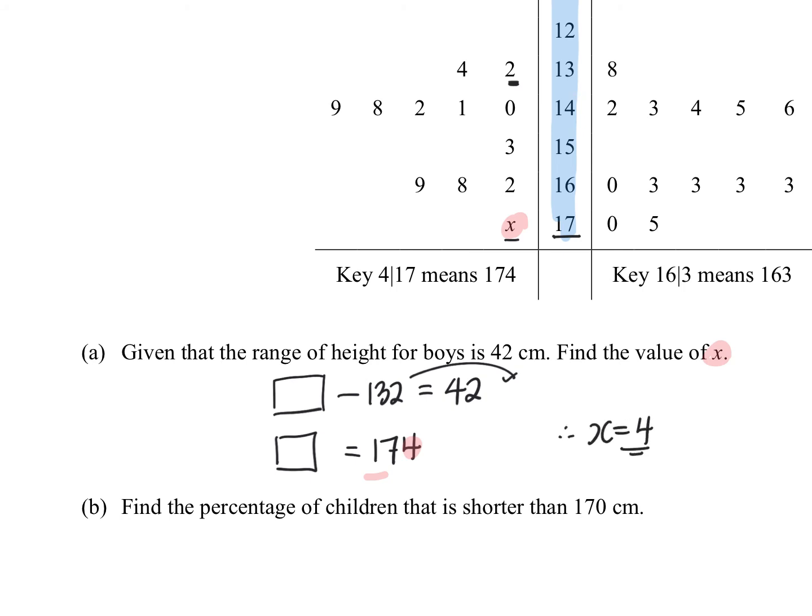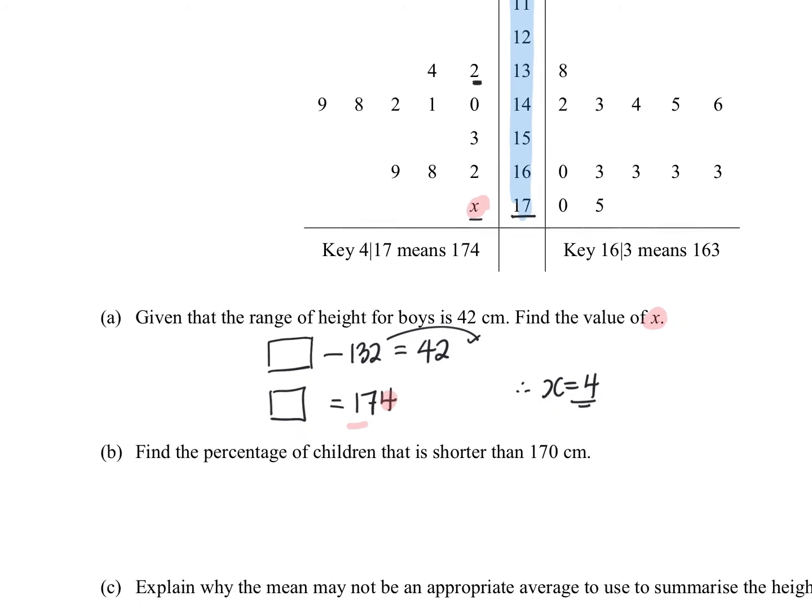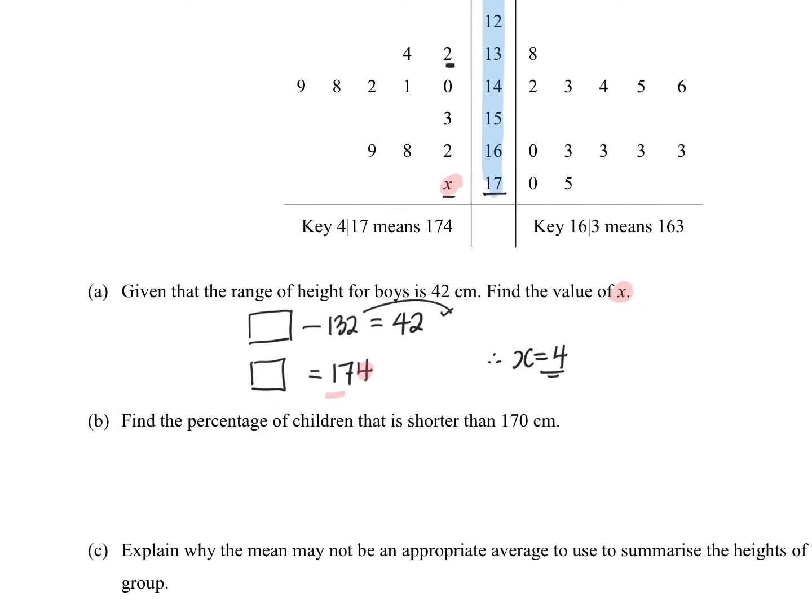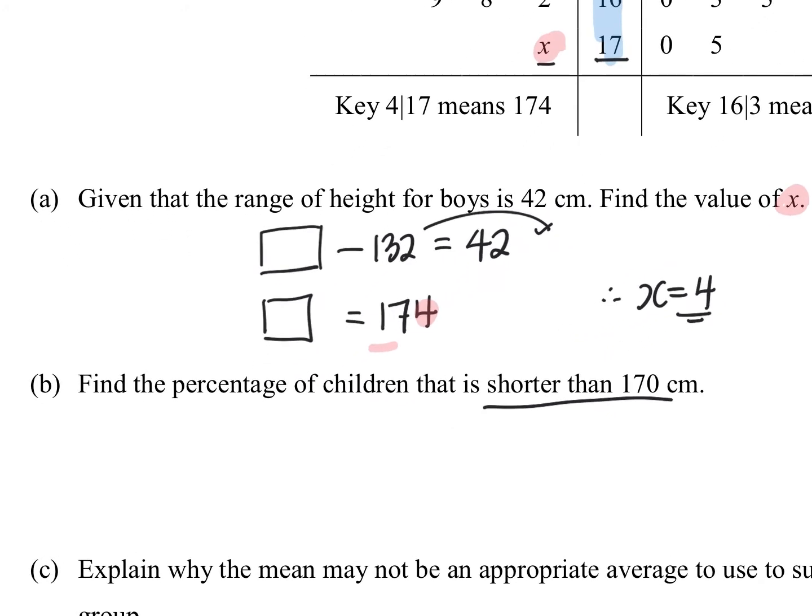Okay, have you gotten the concept? So please take note of such little tricks in the questions itself. Next one, we're going to calculate a percentage. Find the percentage of children that is shorter than 170. Does it include 170? No, right? So it doesn't include 170. Next one, the general word down here is percentage of children. Is it talking about male, female, boy or girls? No, it's talking about everyone.